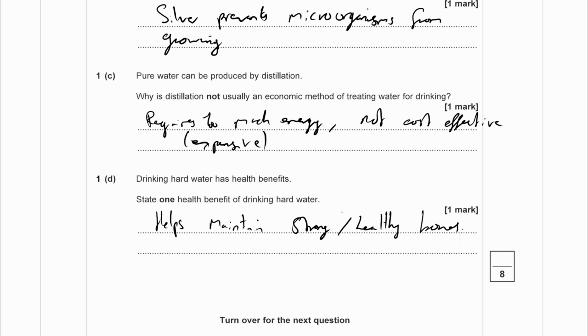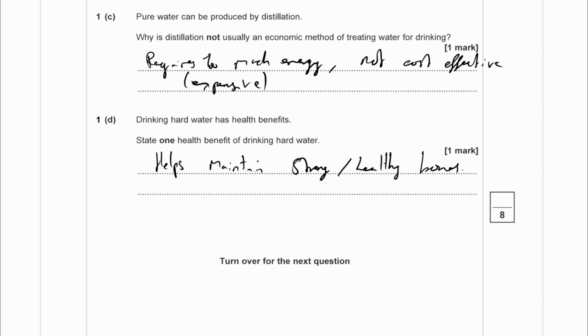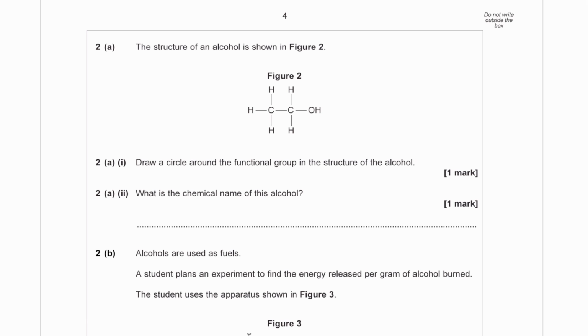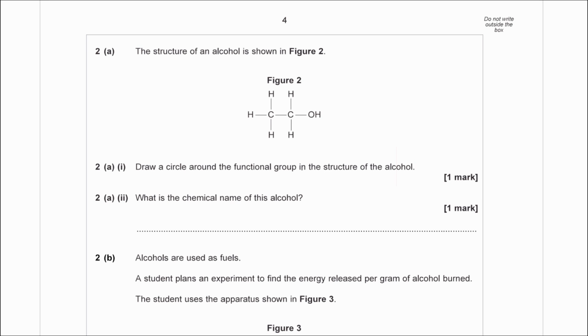Alright, and so that is the end of question 1, because it says turn over for the next question. And there we go. So let's have a look at question 2. It says the structure of an alcohol is shown in figure 2. And here we see that alcohol. If you can name it, this is actually ethanol because we have 2 carbons.